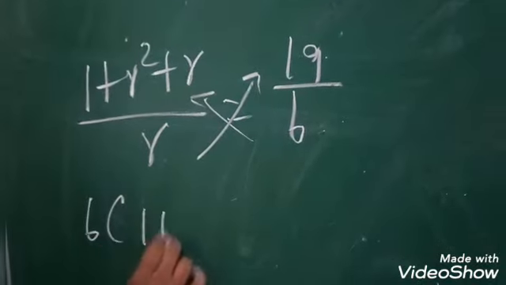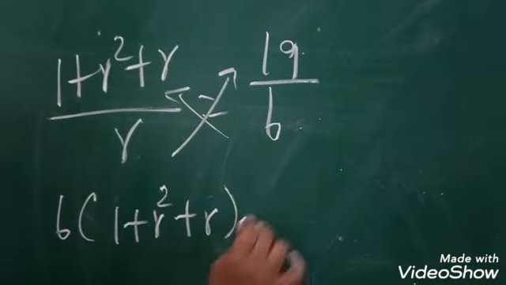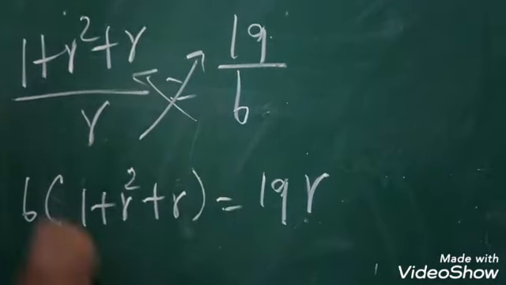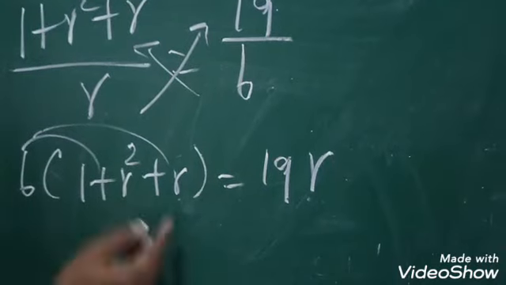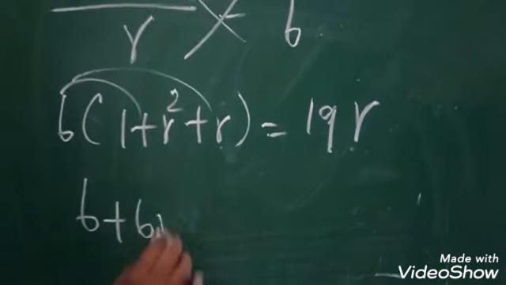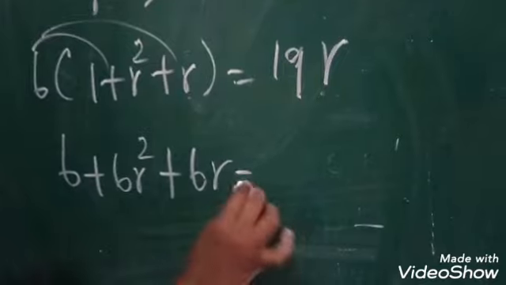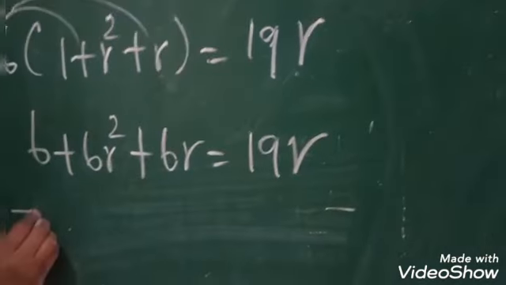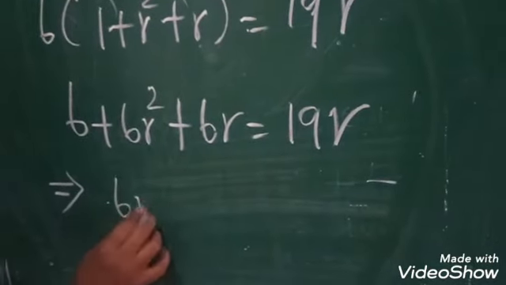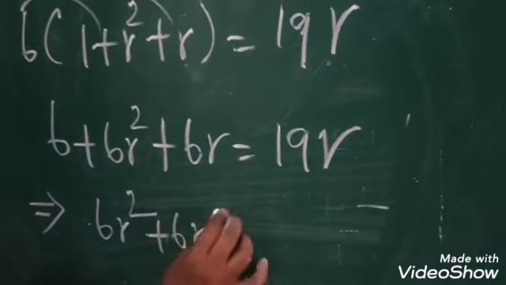Okay, 6 times (1 plus r squared plus r) is equal to 19 times r. Now the 6 should be inside: 6 plus 6r squared plus 6r is equal to 19r. Everything bring to the left hand side. So 6r squared term, plus 6r plus 6.